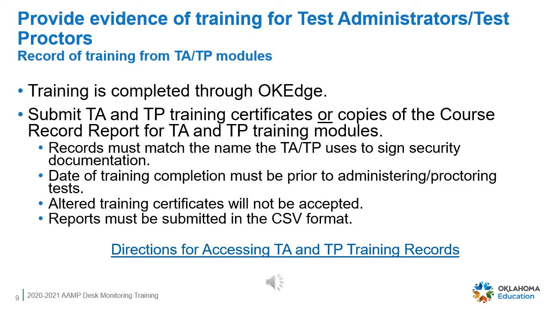New in 2021, TAs and TPs are trained via OKEdge. Districts may submit evidence of TA and TP training one of 2 ways. In OKEdge, they can obtain their certificates and submit those certificates. The other option is also through OKEdge, and DTCs may go in there and run what's called a course record report. If you choose to submit this course record report, it will prompt you which format you want to save the file to, and we ask that you submit that file to us in the CSV format. I've included a link to directions for downloading that report. These directions are found on the Cognia Help and Support site under Training and then Resources.